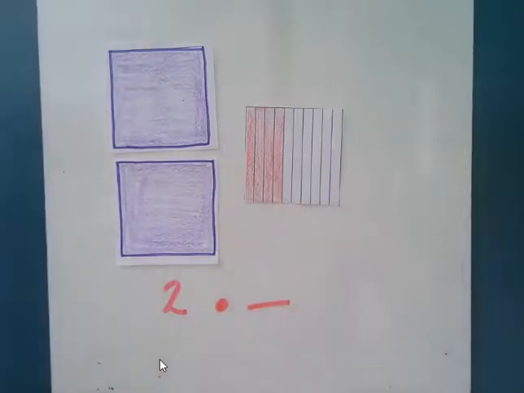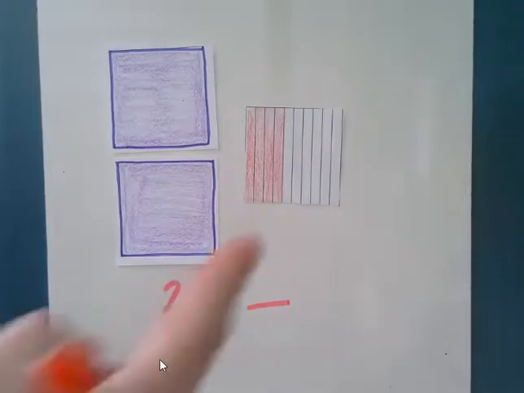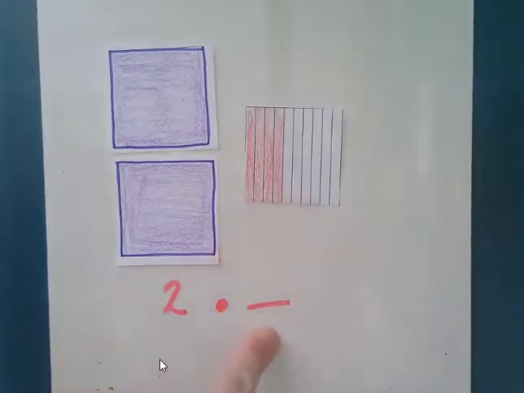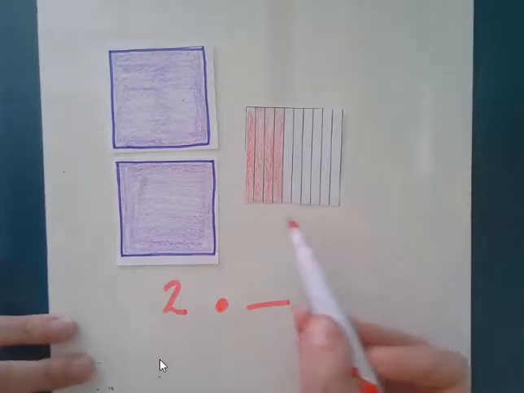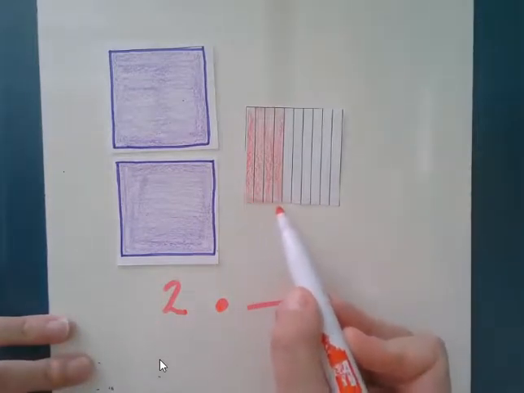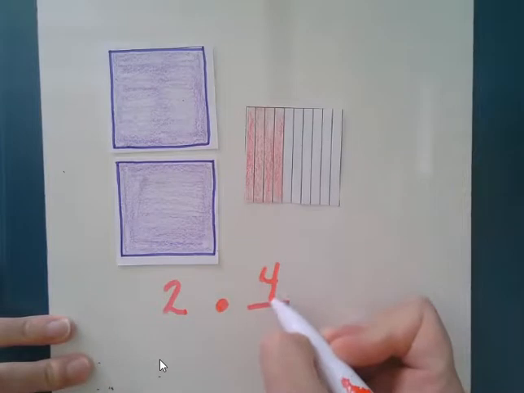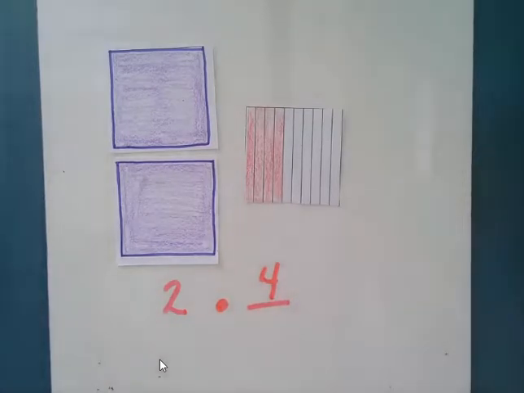So I generally will draw a line for the model that I see. Since this is a tenth, I'm going to draw a line because that tells me that I'm going to need a number in the tenths place. And when I count them, 1, 2, 3, 4, I have 4 tenths. So this model is showing us 2 and 4 tenths.